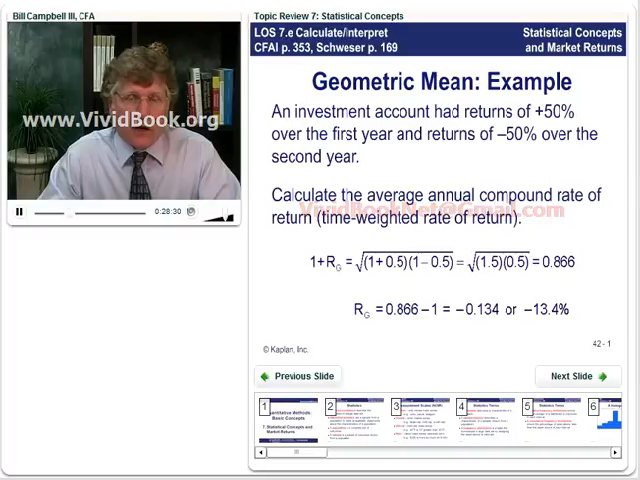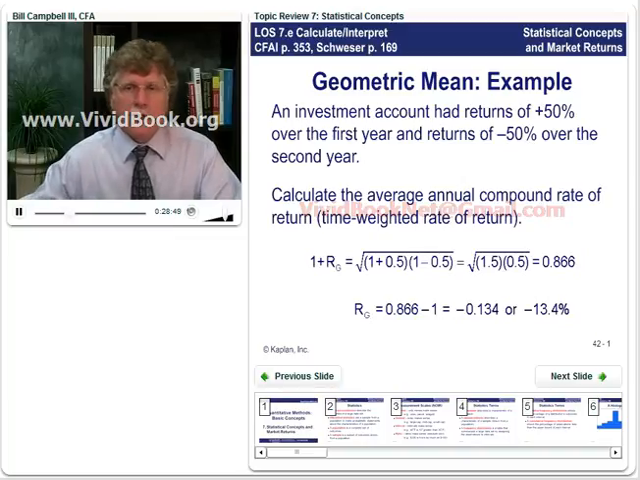If you started off with $100, if you got a 50% return, that'd take you to $150. The second year you lose 50%, now you're down to 75. You started at 100, now you're down to 75. You lost 13% on average the first year and 13% the second year.